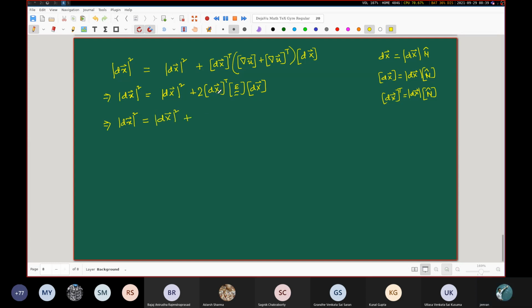From this one, I'm going to take out this thing and from this one I'm again going to take out the magnitude. So I'll end up with dx vector magnitude square times the unit vector along the dx transpose of that, this thing. Now, very quickly I can write this down, that this is dx vector magnitude square divided by d capital X vector magnitude square. So I'm dividing throughout by dx vector magnitude square. Like this.